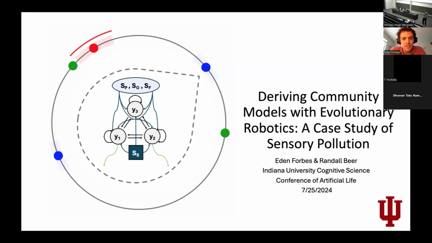I'm a PhD student at Indiana University in cognitive science, and today I'm going to talk a little bit about deriving community models with evolutionary robotics.